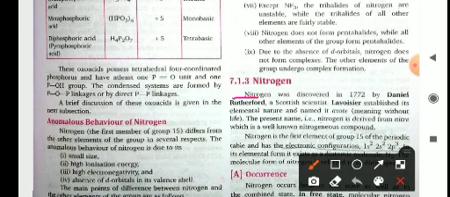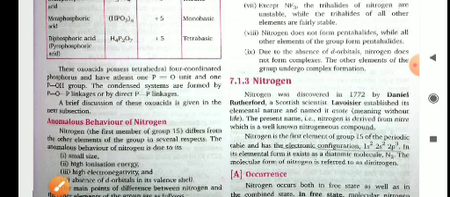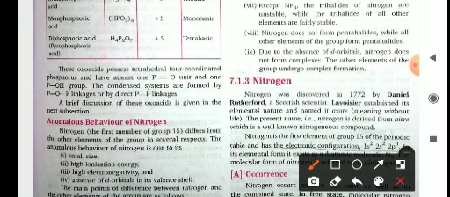So, nitrogen was discovered in 1772 by Daniel Rutherford, and a Scottish scientist Lavoisier established its chemical nature and named it azote, meaning without life. Okay, the present name, that is nitrogen, is derived from nitride, which is well known as nitrogenous compound.